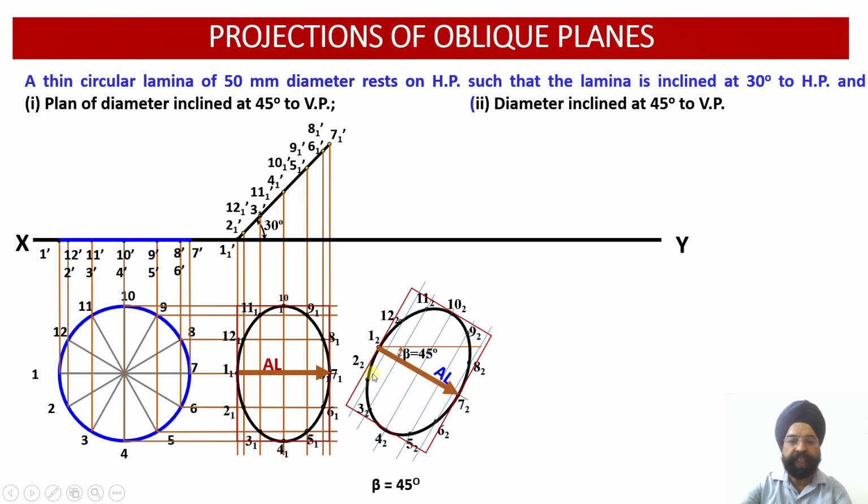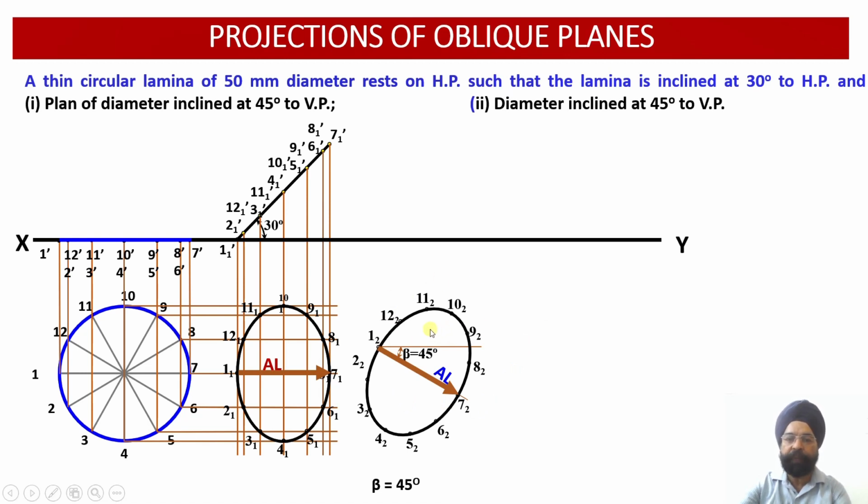So once you join this ellipse, we are able to successfully rotate this figure at an angle of 45 degree. That is, the plan of the diameter is inclined at an angle of 45 degree with respect to the vertical plane. Now I will be taking off this rectangle. I will be taking off these artificial construction lines which are required to locate all these points. So now I am going to take them off just to simplify things. Now the top view has been obtained.